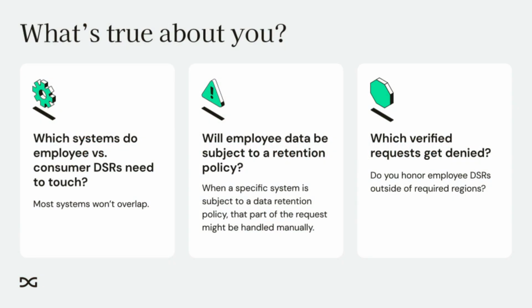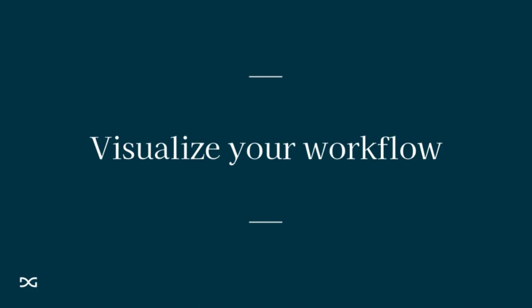By default, DataGirl is going to process requests through all available integrations at once, but that might not be right for you. Do certain types of data subjects never have data in certain systems? Or are certain users subject to required data retention policies? Or maybe the requests that you deny tend to have a certain something in common. Sketch out your logic for how a request should be processed.